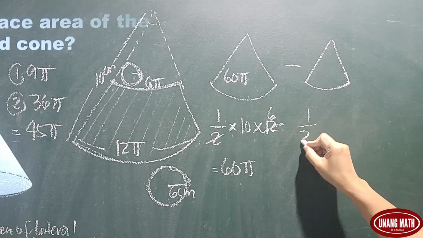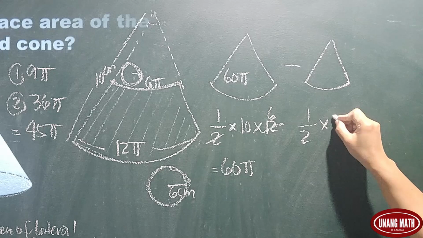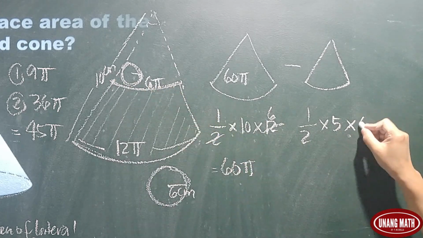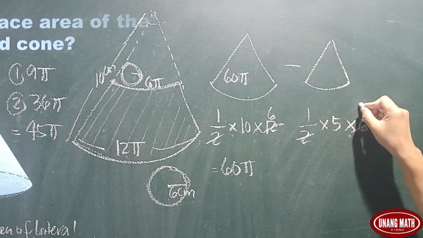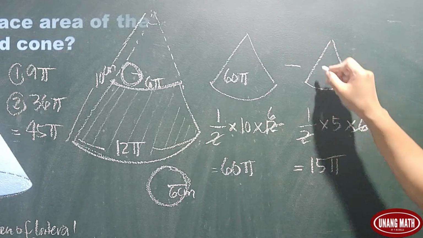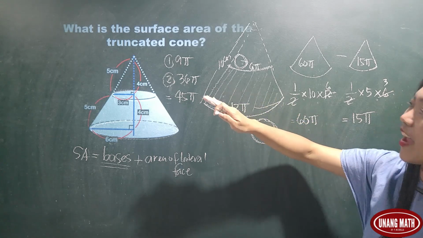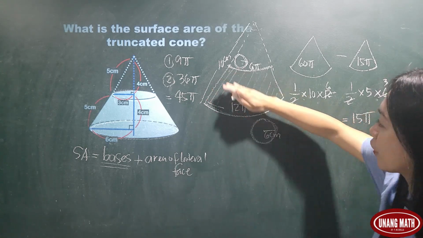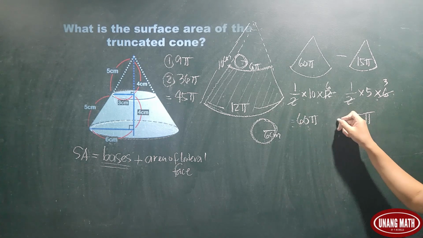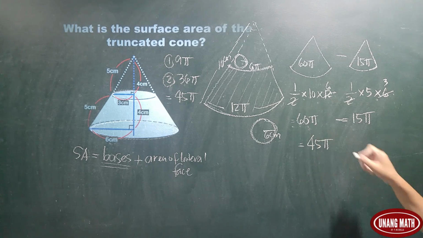What about the area of this smaller sector? So 1/2 times the radius, which is 5, times the length of the arc, which is 6 pi. Simplify, so this is 3. Then this is equal to 5 times 3, so we have 15 pi. To find the area of the lateral face, we have to subtract 60 minus 15. Then this is equal to 45 pi.